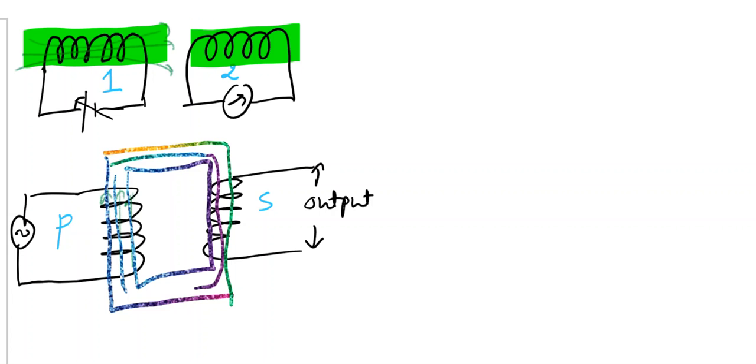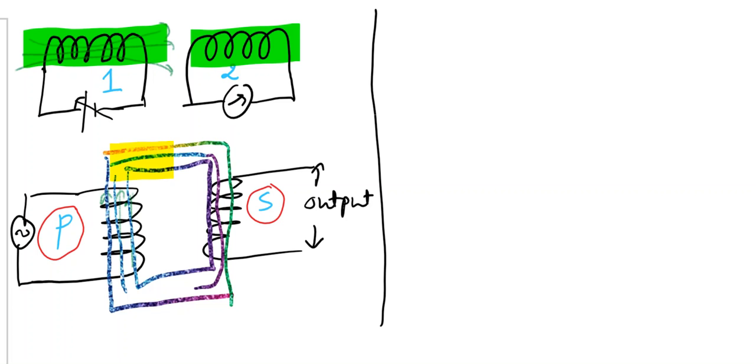So there are mainly three parts of a transformer: two coils. The first coil is the one with which we connect our alternating voltage source. It is called the primary coil. The other coil across which we take output is called the secondary coil. And then you have the iron core, a soft iron core. What is the purpose of the soft iron core? To link the flux produced by the first coil with the second one, so there is no loss of magnetic flux.